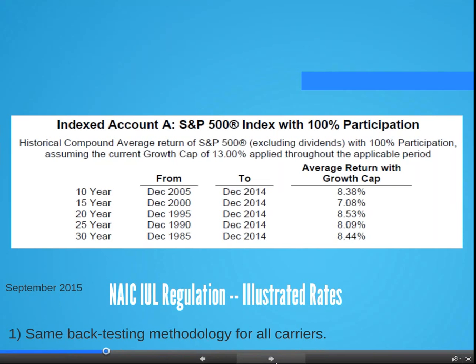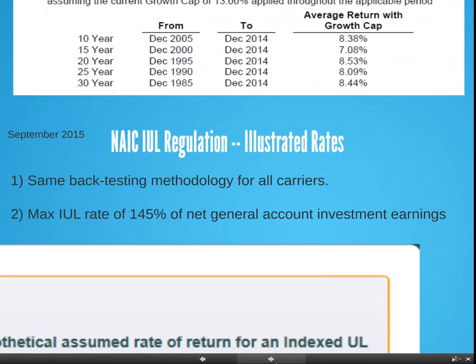Okay? Now, you may have heard that the NAIC is coming out with new regulations for index universal life products, mainly for the illustrated rate that can be shown and also for some loan provisions. We'll go over both. But they're addressing this very problem. These illustrated rate rules are coming out in September. They're supposed to. And the first thing they're going to do is say all carriers have to use the same backtesting methodology. That makes perfect sense. And they're also going to require a lot more data points to make it more accurate. That's great. That one makes a lot of sense.